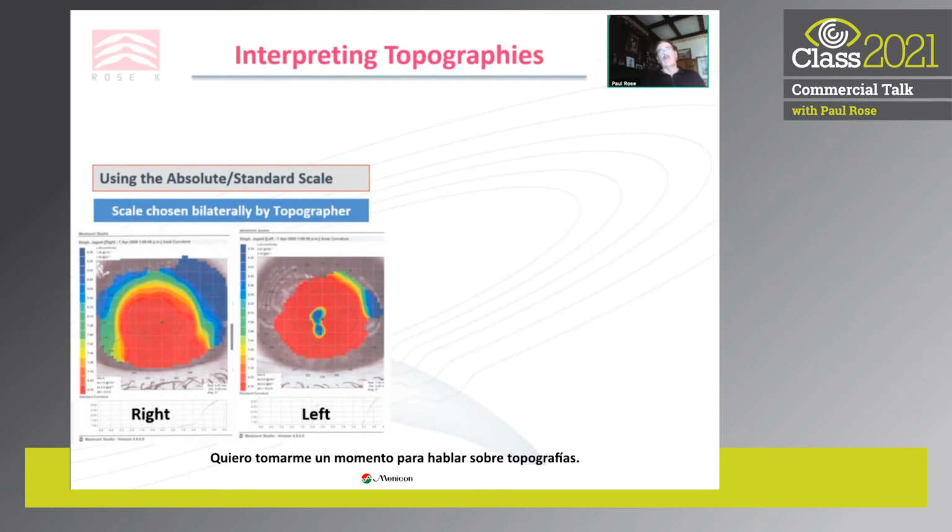I want to take a moment to talk about topographies. These are the sorts of maps I get presented with when I travel around the world. And my first question to a person is, well, what are the settings on your topographer? Because these maps are not telling me much about the shape of the cornea. So if you bring up maps binocularly, the actual scale chosen will cover both maps by the topographer, and it defaults to something called the absolute or standard scale. Now, this scale may not be relevant to the actual map you're looking at.